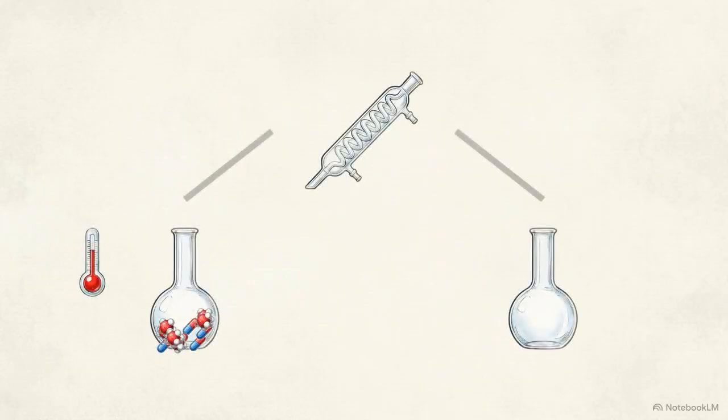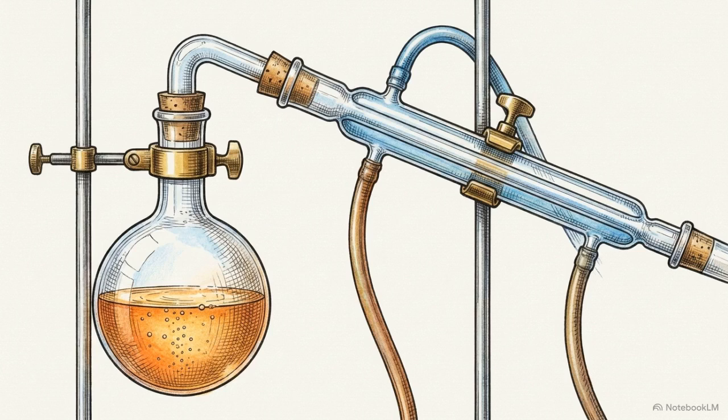The thermodynamic mechanism is straightforward. As heat is applied, the substance with the lower boiling point absorbs enough energy to vaporize first. Those gaseous molecules travel into a condenser tube, rapidly cooling and returning to a liquid state in a separate receiving flask. When boiling points are far apart, simple distillation is enough.